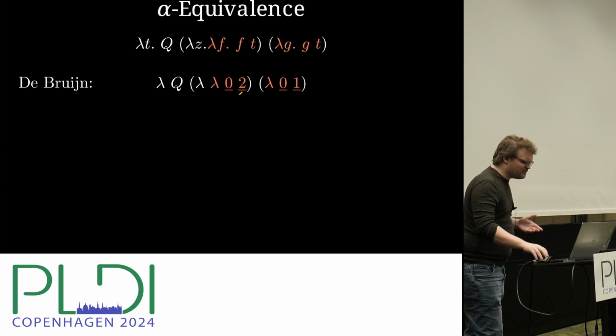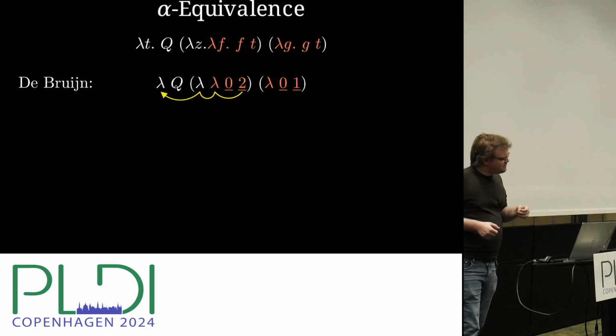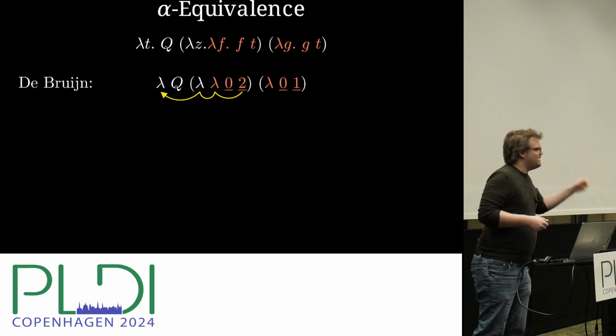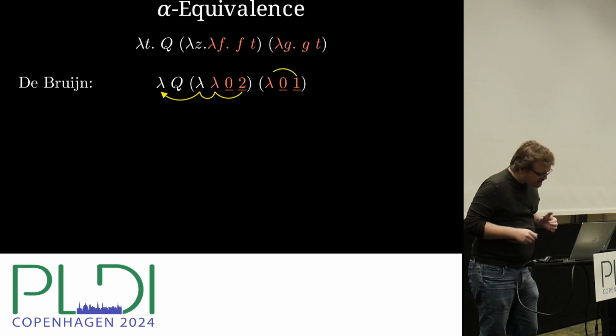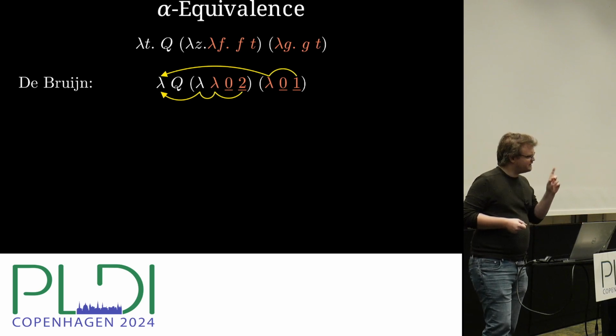But if you do this, it doesn't work, because this 2 points to a lambda because it skips 2 other lambdas. But this one here points to the same lambda, but it skips only 1 binder.